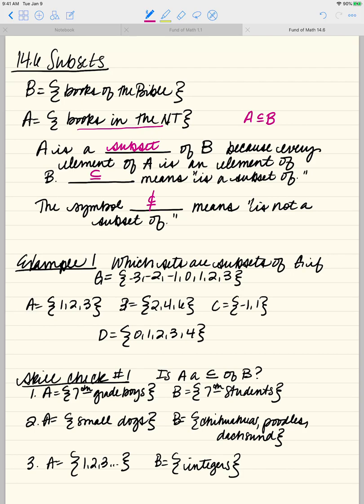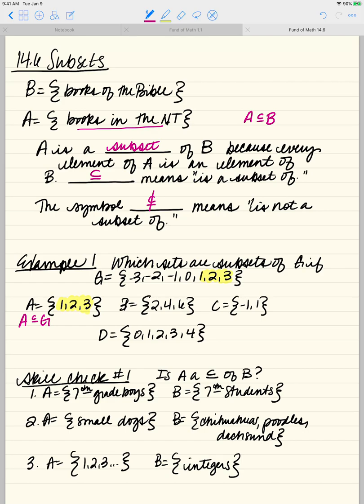Example number 1, which sets are subsets of G if G is -3, -2, -1, 0, 1, 2, and 3? So which ones are subsets of this? First, we have A. A has 1, 2, 3. So what we're saying is, is A a subset of G? Is every element of A also an element of G? Well, I see 1, 2, 3 in G. So yes, A is a subset of G, and we would write that A is a subset of G.